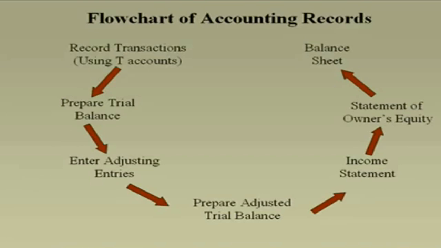They're actually correcting entries. So you enter those, and then you redo the trial balance, and the trial balance is now called adjusted trial balance. Now you're done. From your trial balance, you do an income statement, statement of owner's equity, and balance sheet. So the purpose of this module is to discuss these adjusting entries.